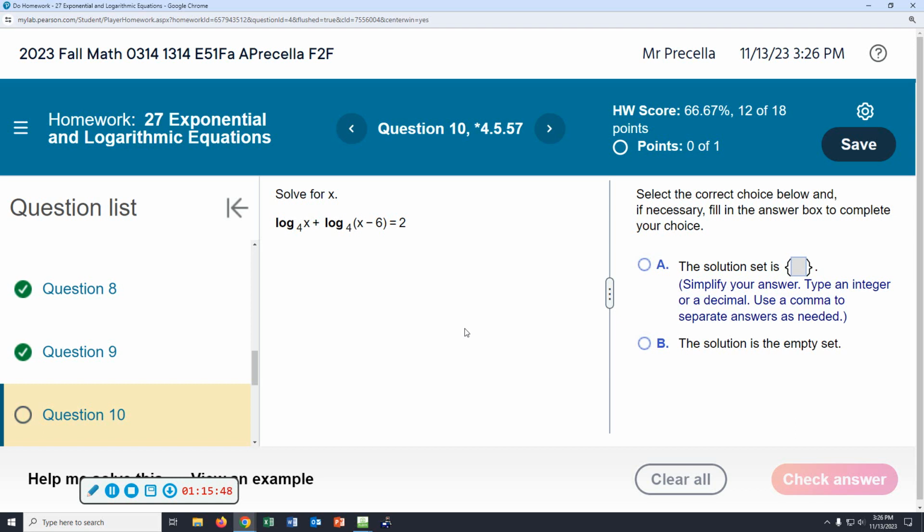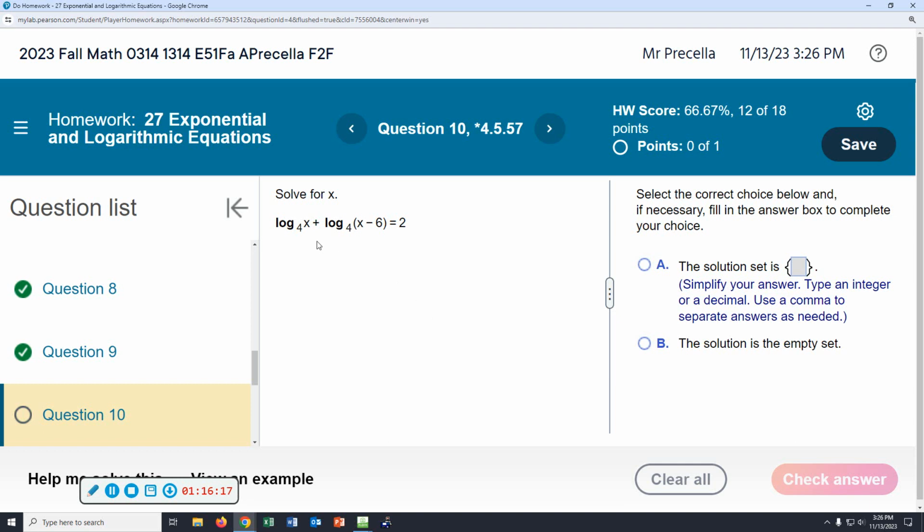This is problem number 6, just regenerated. I remember one semester that it was exactly number 6, but I looked before class to make sure. And it's similar to number 6, but log base 4 of x plus log base 4 of x minus 6 equals 2.